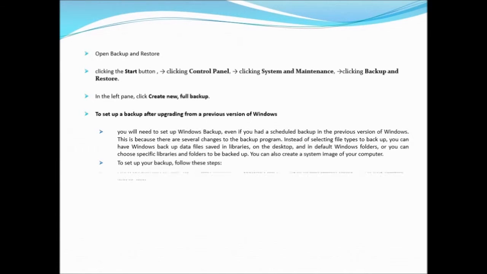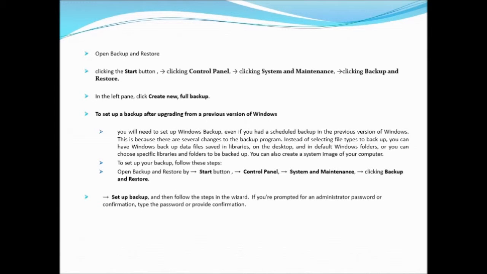To set up backup, follow these steps. Open Backup and Restore by clicking the Start button, Control Panel, then System and Maintenance, then Backup and Restore. Click Set up backup and then follow the steps in the wizard. If you are prompted for an administrator's password or confirmation, type the password or provide confirmation.